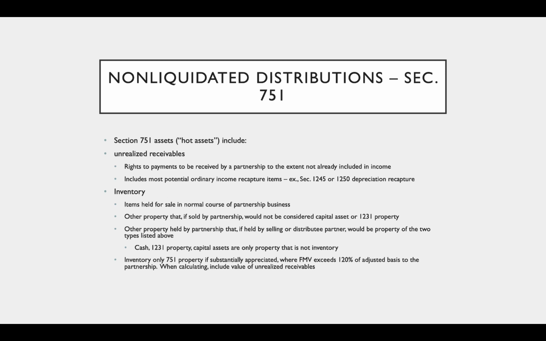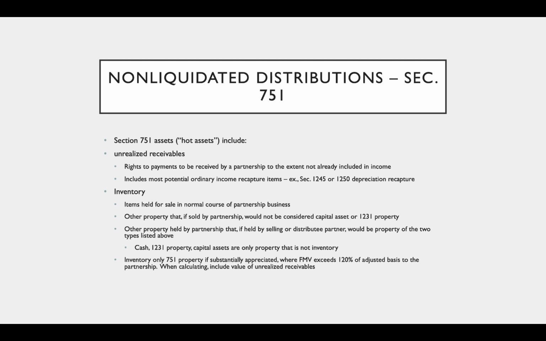Now moving on to Section 751. This is going to change our normal distribution rules. And if Section 751 applies, we're going to have gain or loss in this distribution. Section 751 assets are often called hot assets because they produce unfavorable tax consequences for partners. Section 751 assets include unrealized receivables and inventory.